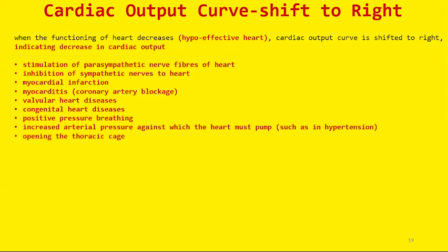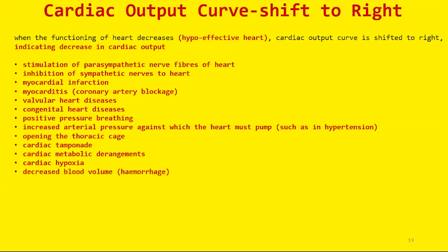If you open up the thoracic cage, you will change the intrapleural pressure, and this will compromise the cardiac output again. Similarly, if there is pericardial effusion and there are compression symptoms known as cardiac tamponade, the cardiac output will be compromised due to compression. Similarly, if there is any metabolic derangement such as cardiac hypoxia, again the cardiac output will decrease. Hemorrhage or severe blood loss will again decrease the venous return. Decrease in venous return will cause decrease in cardiac output as well.